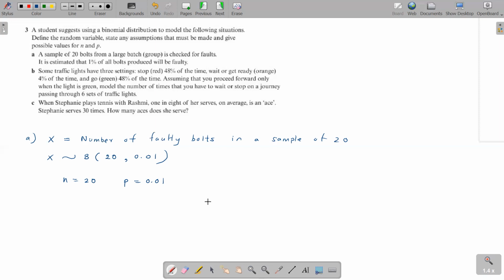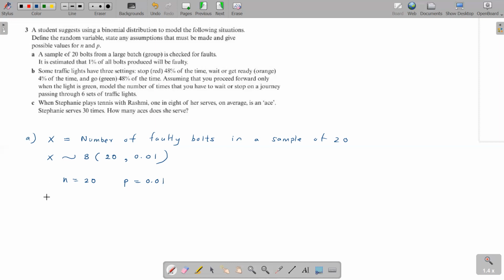And then what about the assumptions? Are there any assumptions that this needs to obey? In binomial, there has to be a fixed number of trials, and that is already given. Do we need to assume it? No. The probability of success is 1%, that's also given. It is estimated that 1% of the balls produced will be faulty. We don't need to assume it. So what more do we need to assume here? In order for the binomial distribution to work, do you remember another important rule? The trials must be independent, which means these balls are becoming faulty independent of the others.